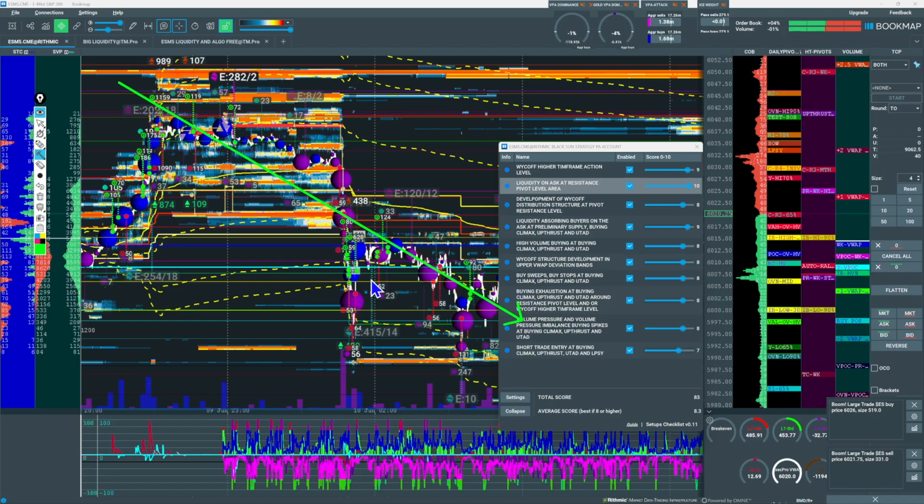And that's basically the trade right there. That's the Black Sun strategy. That's my setup. Pass the eval on this setup here, and yeah, that's it.